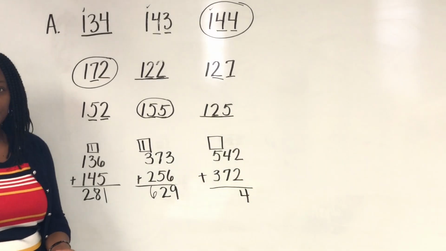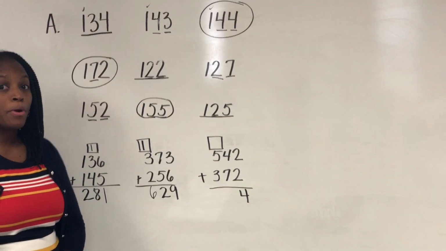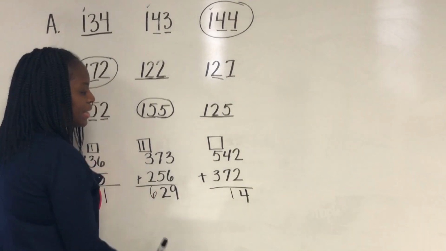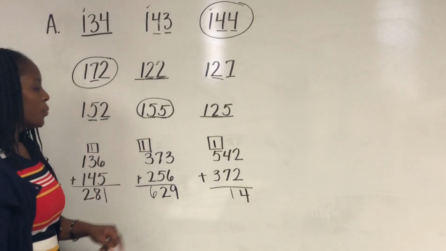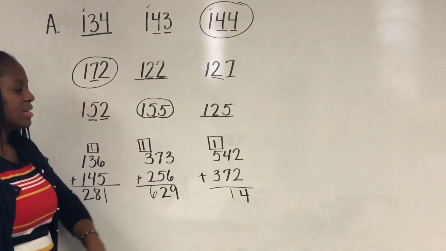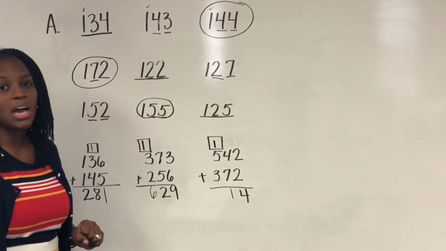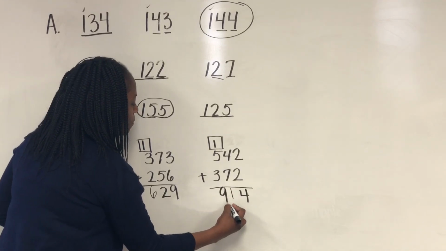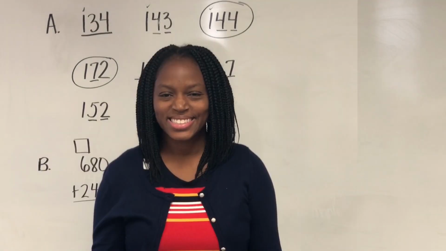So I have a 2-digit number. I can't place a 2-digit number in my tens place. So I'm going to put my 1 ten under my tens place, and then I'm going to carry that 100 over to the hundreds place. So now we have 100 plus 500s equals 600s. And then 600s plus 300s equals 900s. So therefore, 542 plus 372 equals 914.